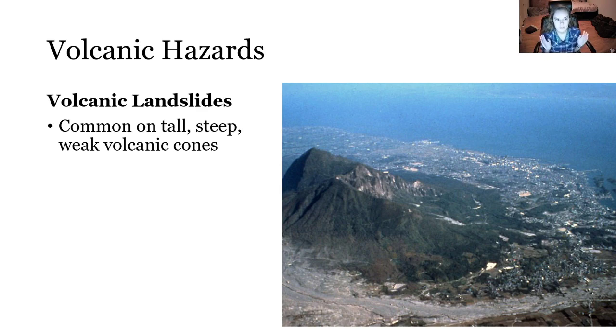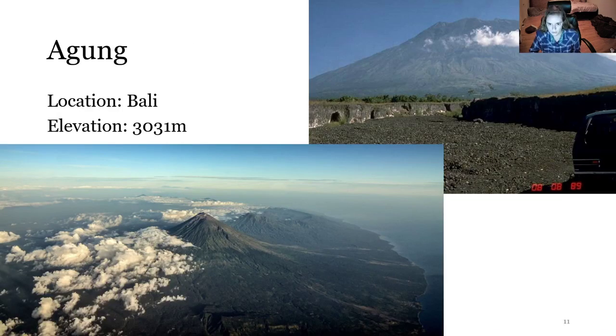So that's pretty much it for our main volcanic hazards. Now we're going to look at a bunch of volcanoes that have had relatively recent eruptions, and volcanoes that have had particularly cataclysmic eruptions. First we're going to look at Mount Agung.